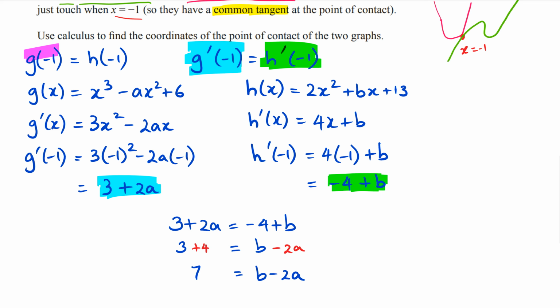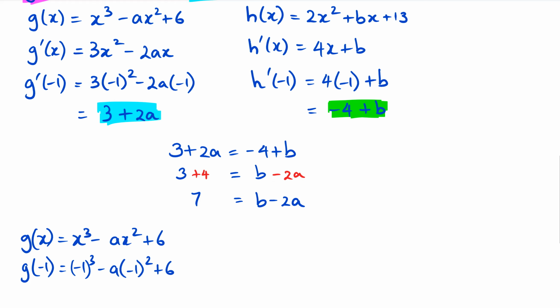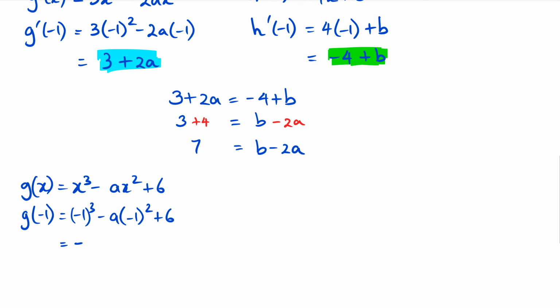Now I need to figure out what g of -1 is and what h of -1 is, and then put them together. So g of -1. Once again, I have my g of x there: g of x is equal to x cubed minus ax squared plus 6, which means g of -1 equals -1 to the power of 3 minus a times -1 squared plus 6, which gives me -1 minus a plus 6.